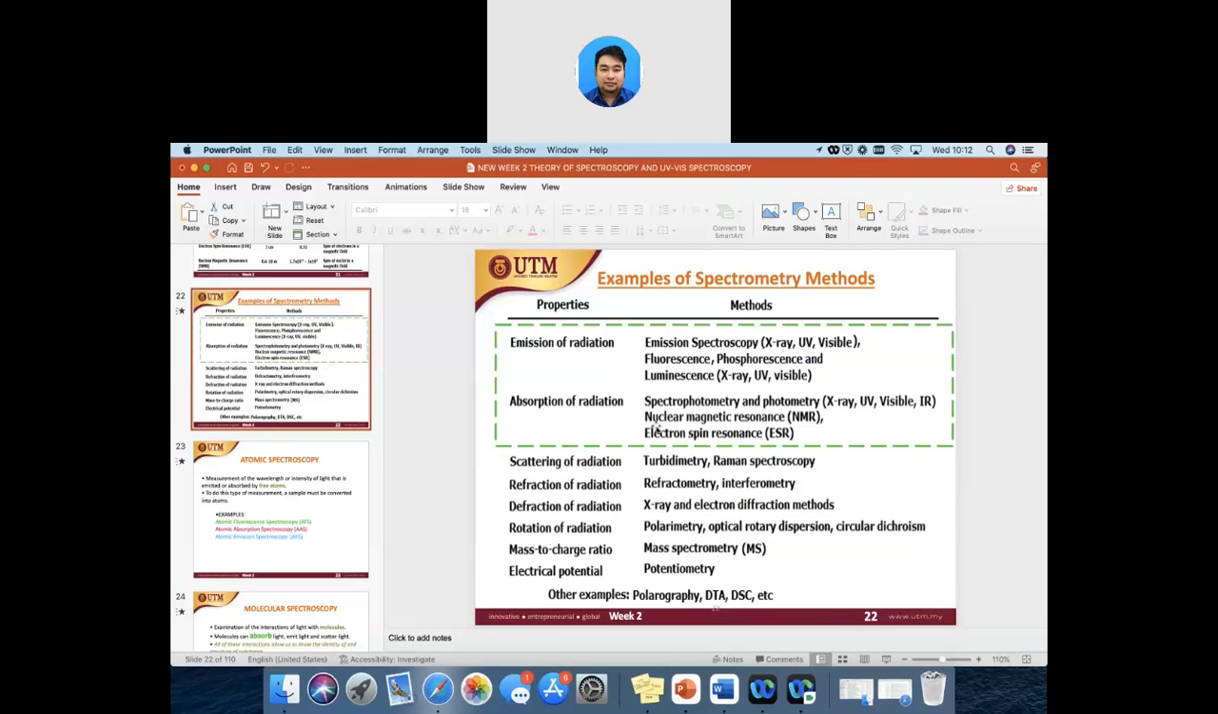If you see here, this is the list of examples of spectrometry methods. For emission, you are going to look at emission spectroscopy, and absorption spectroscopy. Only these two. For absorption, you are going to look at UV-visible and atomic absorption spectroscopy. And for emission, you are going to look at inductively coupled plasma. Only three, if I'm not mistaken. But inside those three, there are some more subdivisions. But only three main instruments: two absorption, one emission.